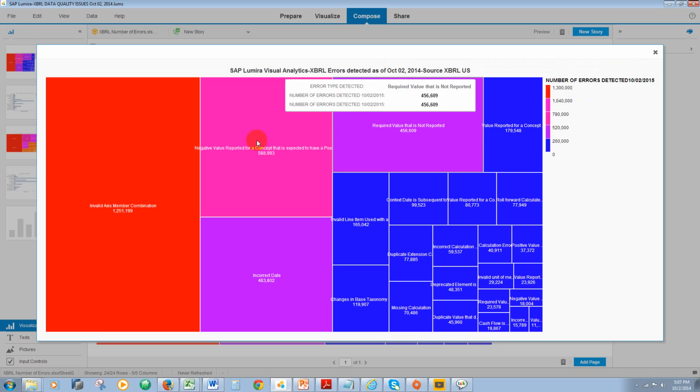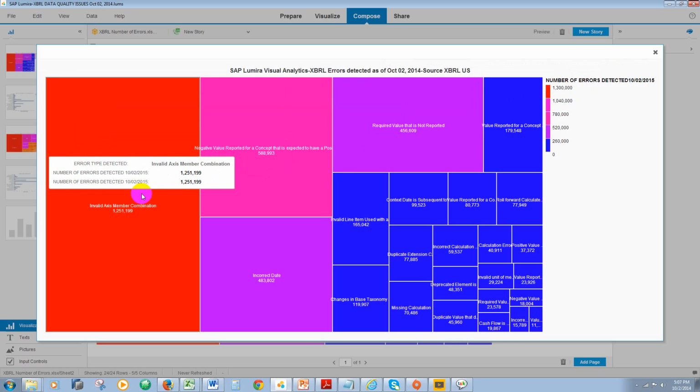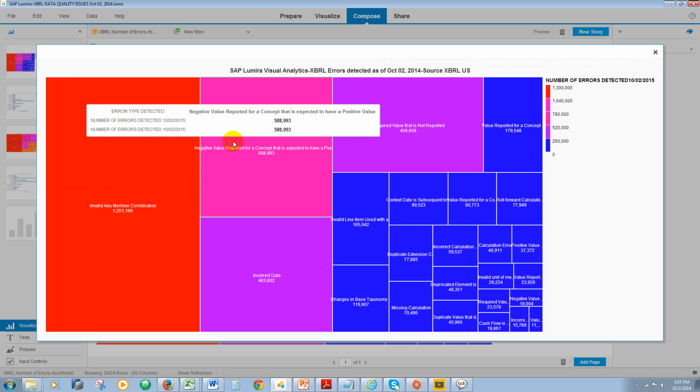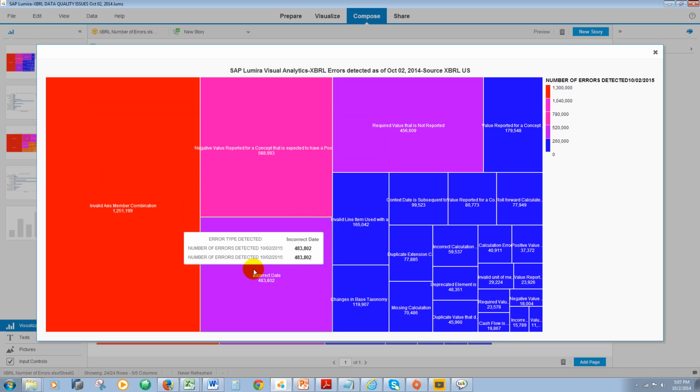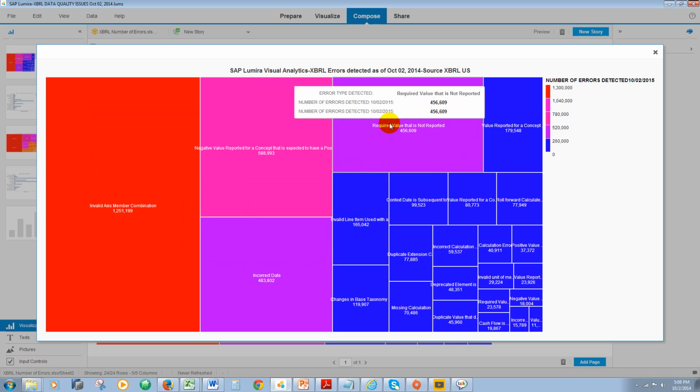Let me expand this. So we find that the invalid axis member combination, which is affecting the comparability of XBRL data, stands at 1.25 million as of today. And then we see negative value reported for a concept that is expected to have a positive value, stands at 588,993 as of today. This is affecting the financial semantics and the accuracy of XBRL data. And then we find incorrect date, which stands at 483,802, which is affecting the accuracy of XBRL data. And then we find required value that is not reported, which stands at 456,609, which is affecting the completeness of XBRL data.